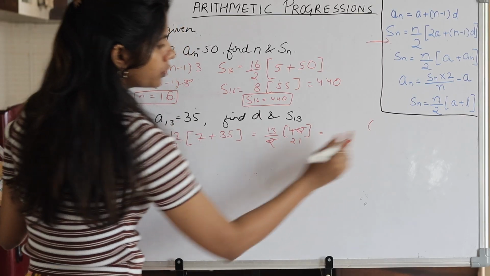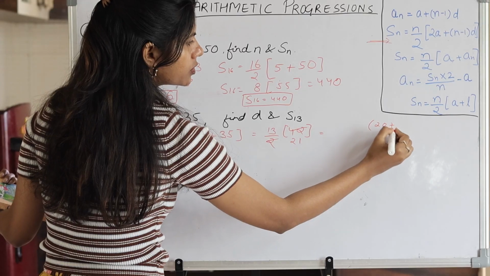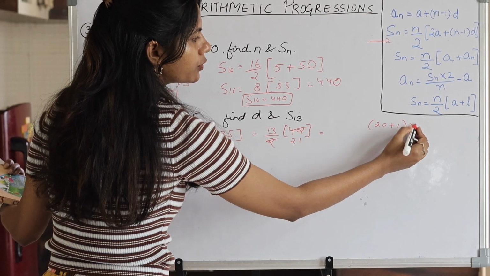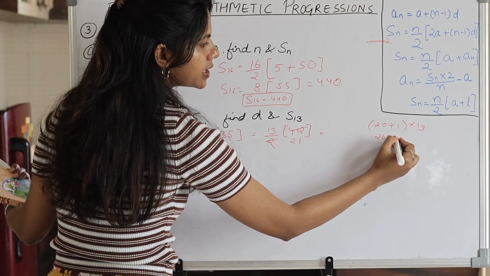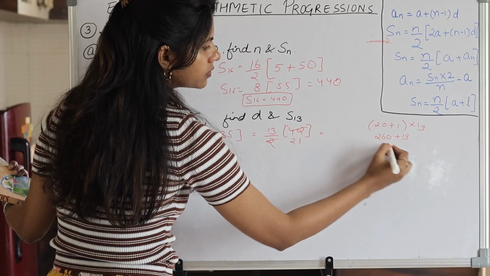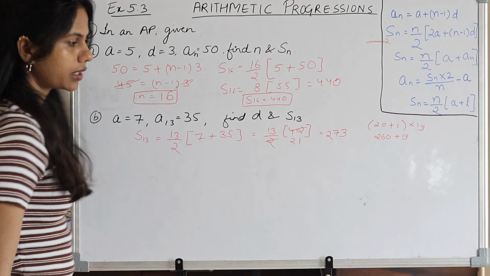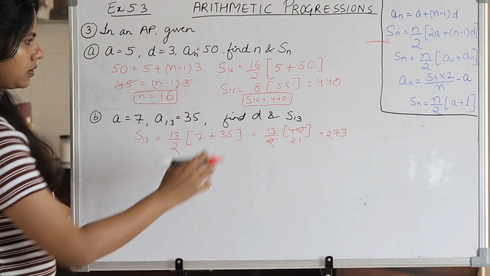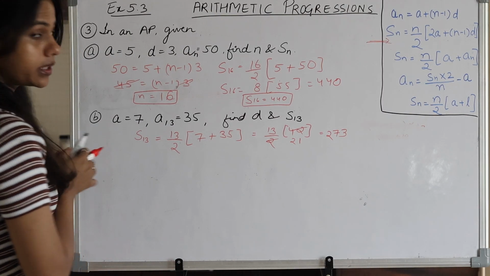I don't know how you multiply, but I usually do it like this: 21 can be written as 20 plus 1, into 13. So this will be 260 plus 13, which will be 273. So we got S13 as 273. Now let's go with the next option.